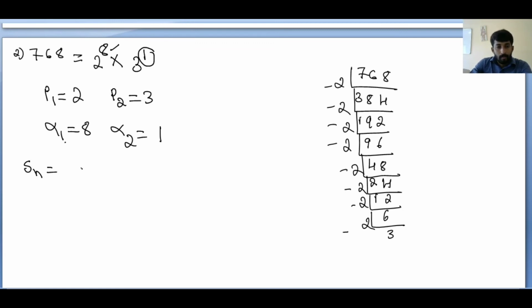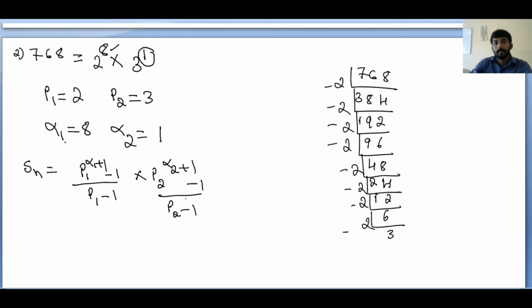Sn is equal to P1 to the power alpha 1 plus 1, minus 1, divided by P1 minus 1, into P2 to the power alpha 2 plus 1, minus 1, divided by P2 minus 1.